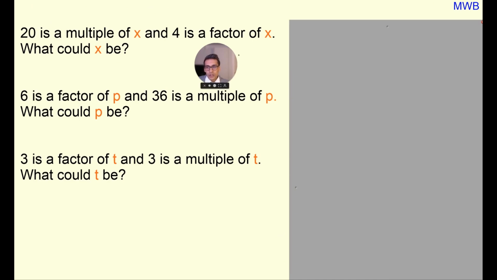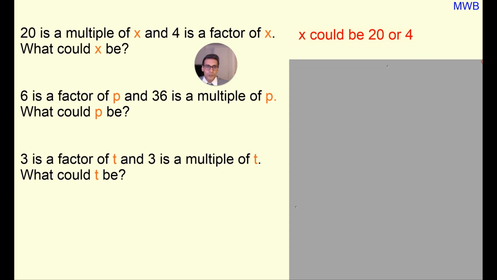Have a look at these questions and work out what potential values of x, p and t could exist. Some of these have more than one answer. Okay, and I'm going to go through these now. Hopefully you've had a go. Let's mark it. So 20 is a multiple of x. So it means 20 appears in this number's times table at some point. And 4 is a factor of x. So 4 goes into that number. So we can see that potentially the number could be 20 itself or 4.